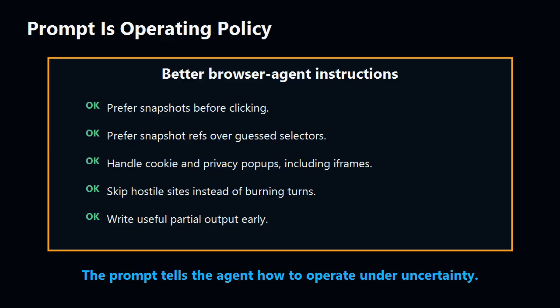The model still needs operating policy. A better prompt says: prefer snapshots before clicking, prefer snapshot references over guessed selectors, handle cookie or privacy pop-ups, skip hostile sites, and write useful partial output early if turn budget is limited. The prompt is not trivia. It is the agent's operating policy.